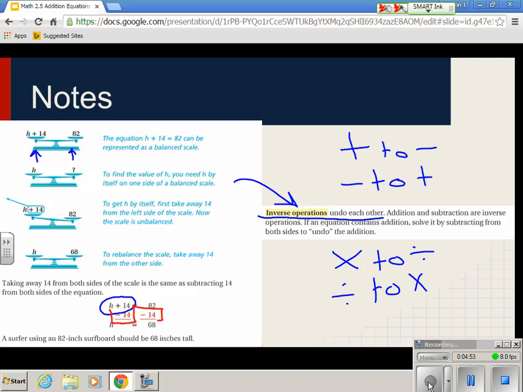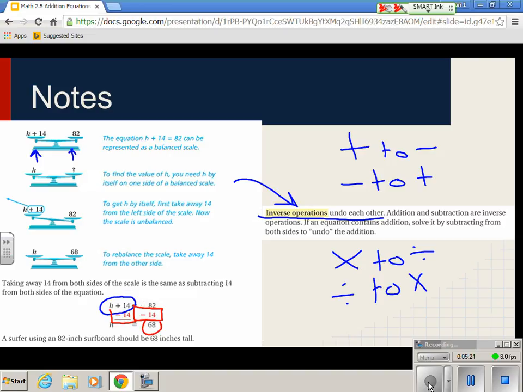Now, why do we do both sides? It's the same as when you learned how to do equivalent fractions. What you do to the top, you do to the bottom, as you learned in fractions. Well, same with our operations here. What we do to one side, we do to the other. And the reason is, if you're going to subtract 14, you have to show where you're getting it from. So after you subtract 14 from 82, you find out that h equals 68.